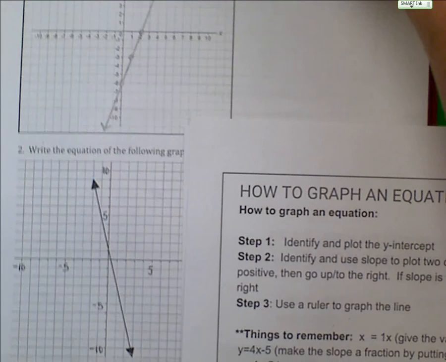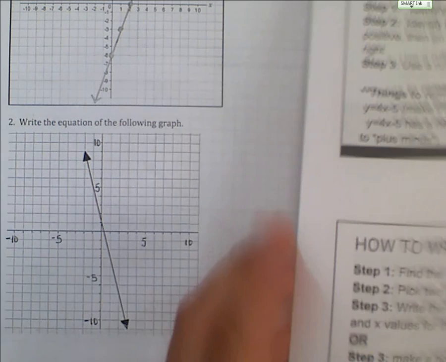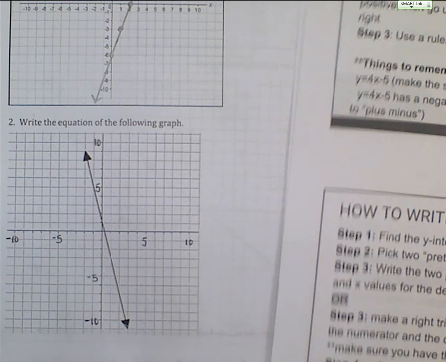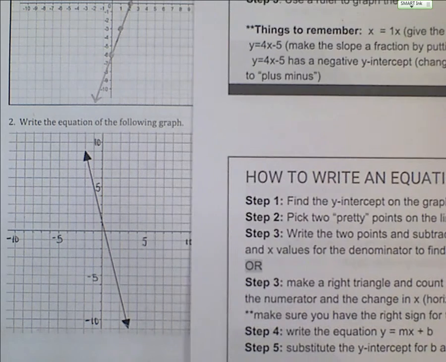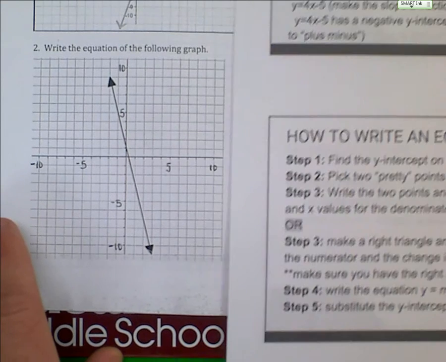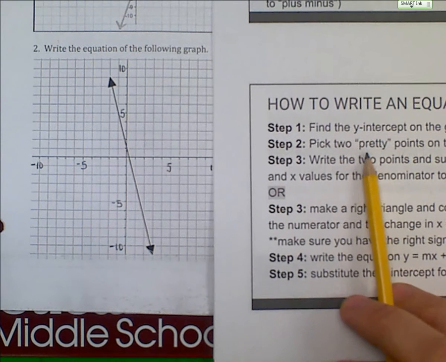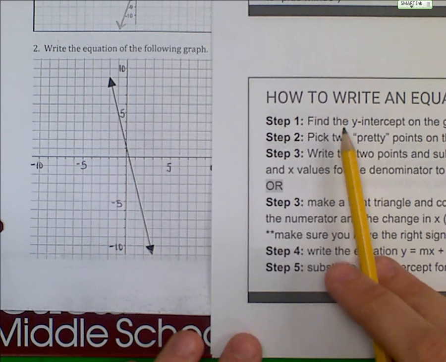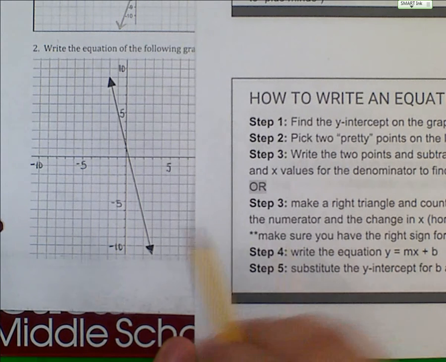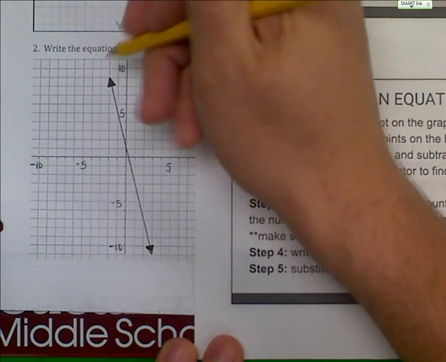Moving on to question 2, we want to now work backwards. How to write the equation of the following graph. Okay. So I'm going to use my notes again here to help me with question 2. And I notice my first step, kind of like my first step for how to graph an equation. I want to find the y-intercept on the graph. Okay? And I know that that is the point where the line hits the y-axis.